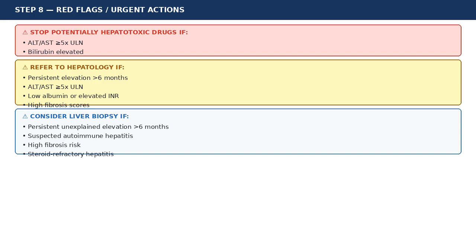Step 8 covers red flags and urgent actions. Stop potentially hepatotoxic drugs if ALT and AST are 5 times or more the upper limit of normal, or if bilirubin is elevated. Refer to hepatology if there is persistent elevation for more than 6 months, ALT and AST 5 times or more the upper limit of normal, low albumin or elevated INR, high fibrosis scores, or unclear diagnosis. Consider liver biopsy if there is persistent unexplained elevation for more than 6 months, suspected autoimmune hepatitis, high fibrosis risk, or steroid refractory hepatitis.